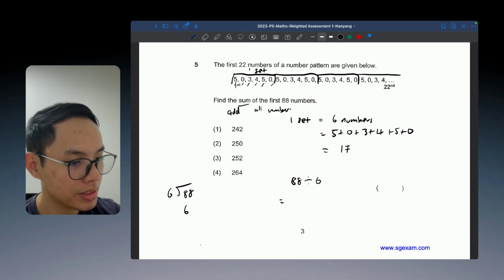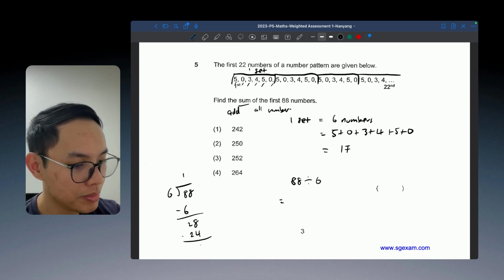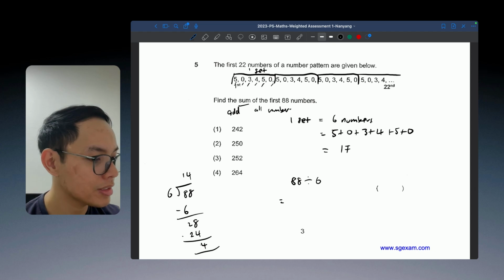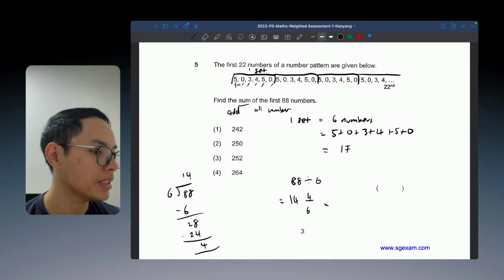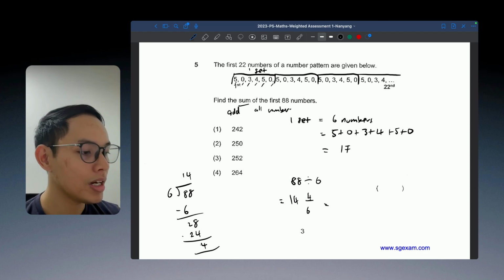So you put 6 over here, this one, minus this should be 28. So this should be 24, right? Then it should be remainder 4. Okay, so 28 is 4, this is 4. Right? So essentially it's 14 and 4 out of 6. Which is, yep, that's what you see over here. Okay? So now we know there is 14, 4 out of 6.